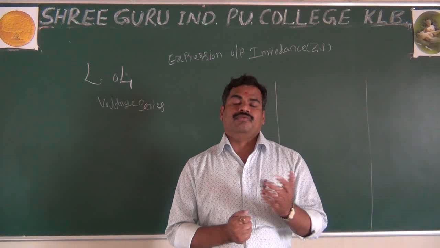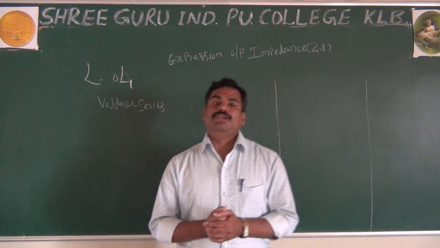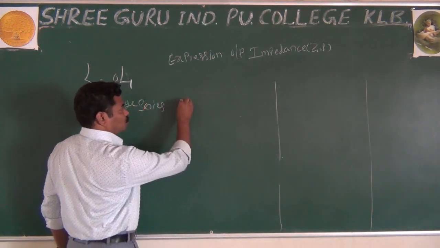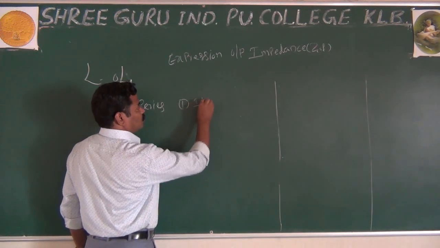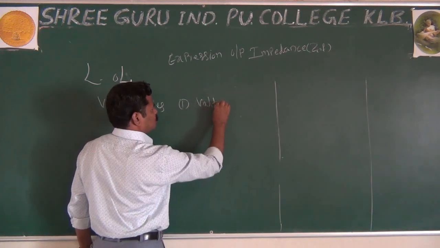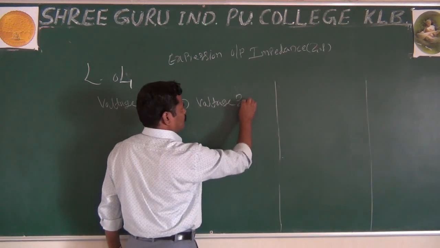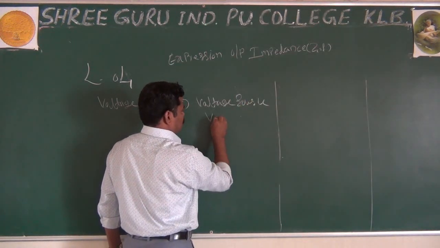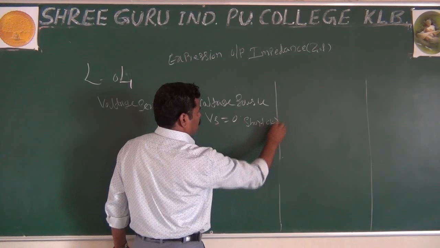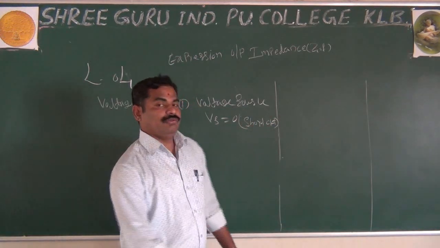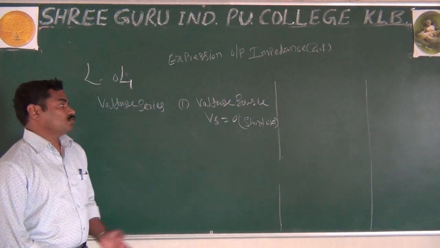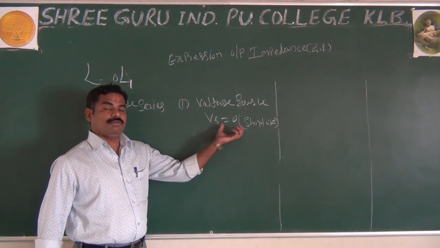The first condition, whenever you are finding output impedance, make the input voltage source Vs zero, or you can make it a short circuit. While going for the derivation of output impedance, you have to verify the two conditions. One condition: the voltage source is 0, or make it a short circuit.